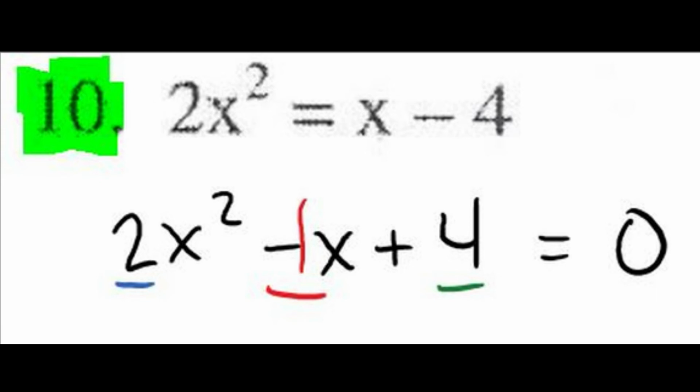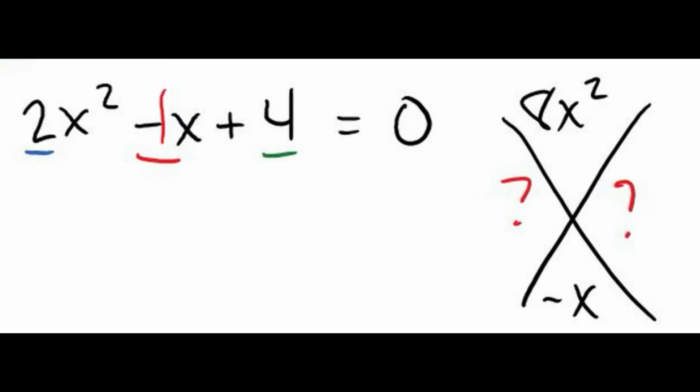Well, I set up a diamond problem and I got 8x squared on top and negative just 1x, or negative x, on bottom. So two things that multiply to make a positive 8 that add up to a negative 1. Well, I can't think of anything because the factors of 8 are 1 and 8 and 2 and 4. None of those are going to add up to a negative 1. So what I did is I recognized, oh, I got to use the quadratic formula.